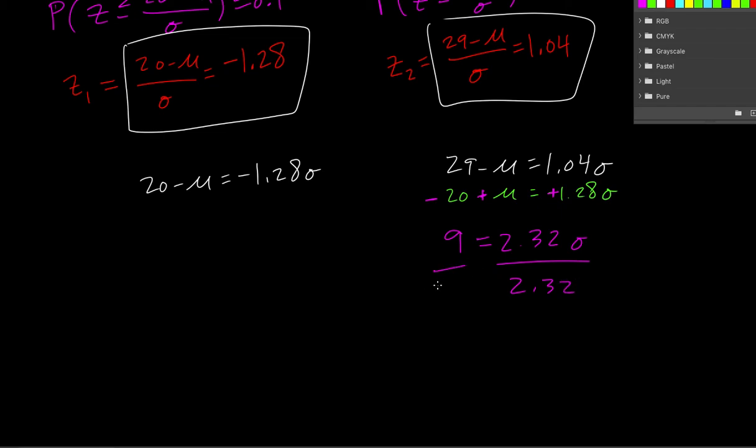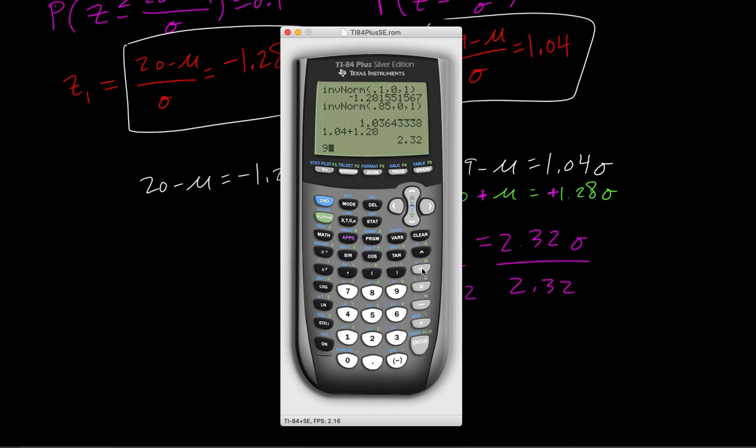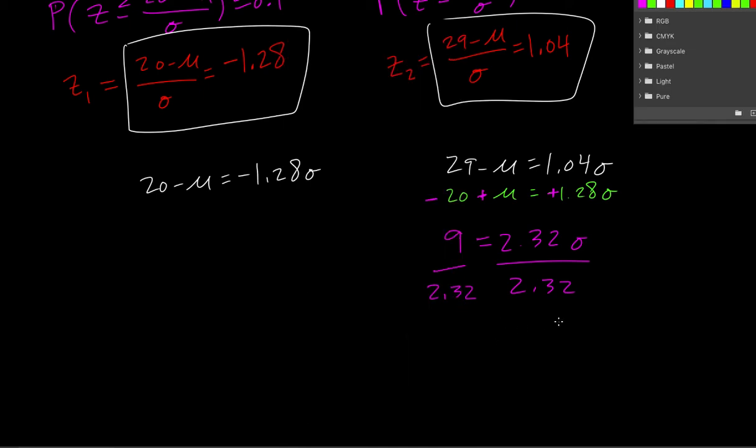So 9 divided by our previous answer. We get 3.88. Okay, so that's our standard deviation.